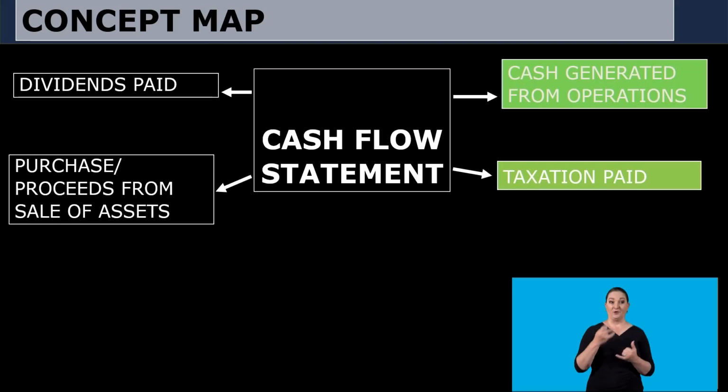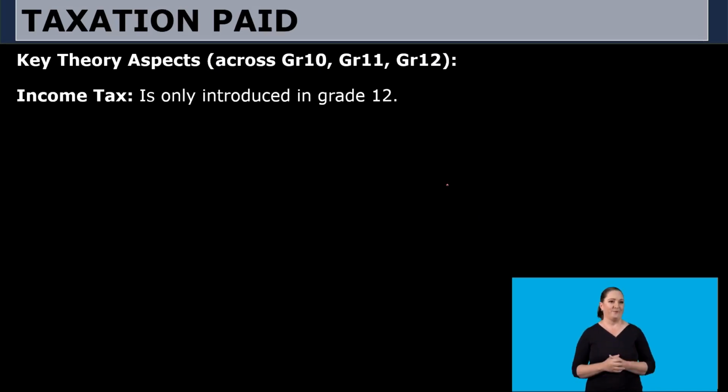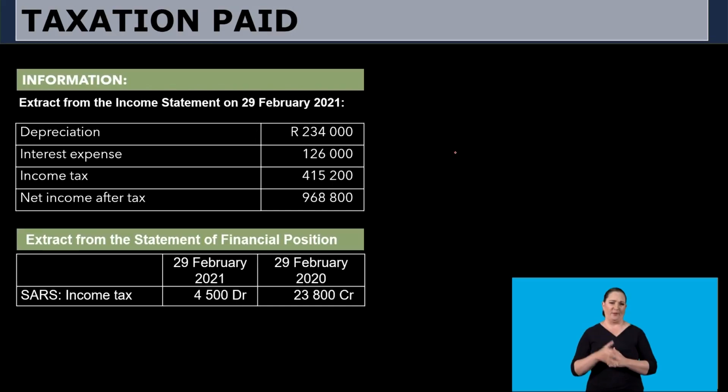Okay, let's quickly rush and do the next calculation. The next calculation now is on taxation paid. The biggest challenge with taxation paid is the inability to calculate the correct amount that has been paid for taxation. But in this class, I'm going to assist you on how to do that. Now, with income tax, when you're calculating your taxation paid, this concept is new in grade 12. In grade 10 and grade 11, we did not do this one. So it is new in grade 12. I'm going to show you how to calculate taxation paid.